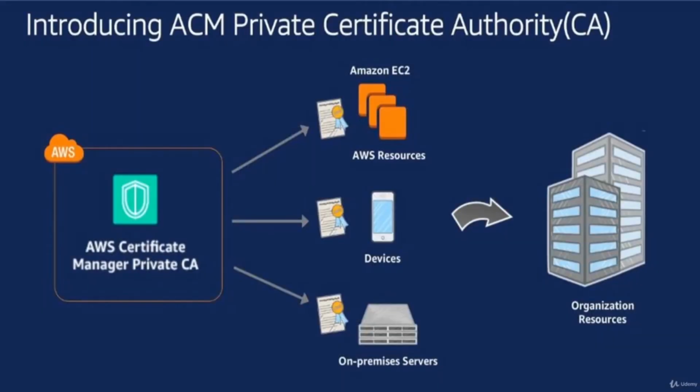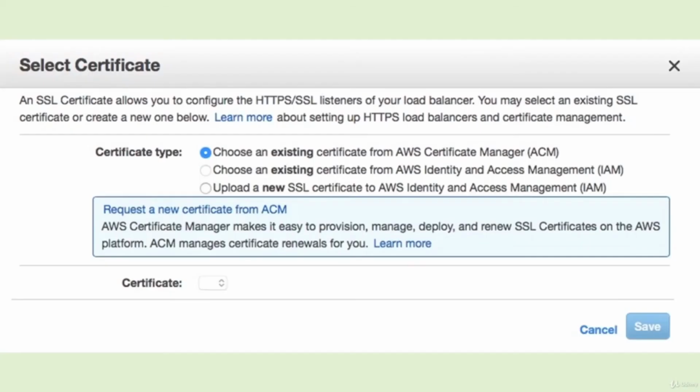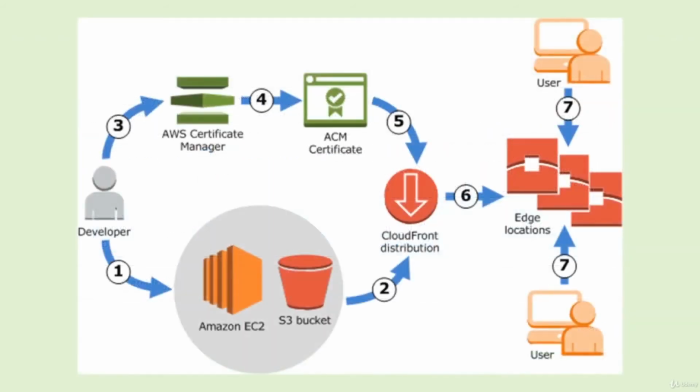Then you can add a private certificate authority. This will be a flow. You could have the EC2 instances or other resources like devices, on-premise servers, or things like that. All these could be managed with a private certificate manager on Amazon Cloud. You could select different certificates, choose an existing certificate from identity and access management, upload a new SSL certificate, or move forward. You can generate multiple certificates based on different projects or applications.